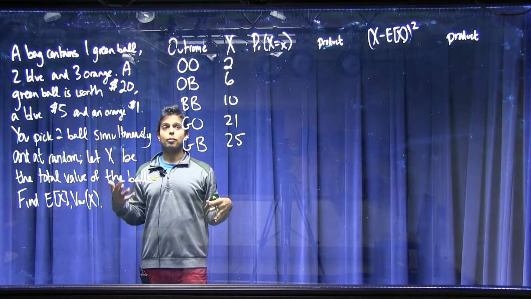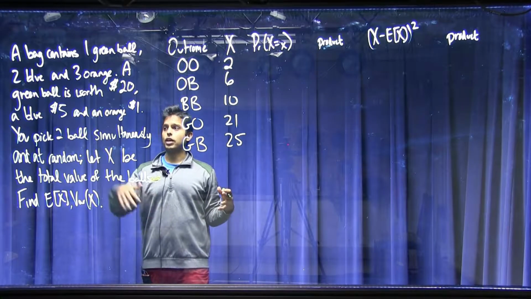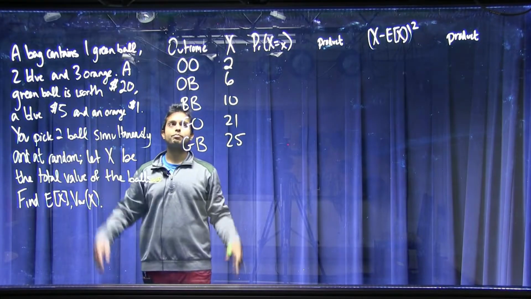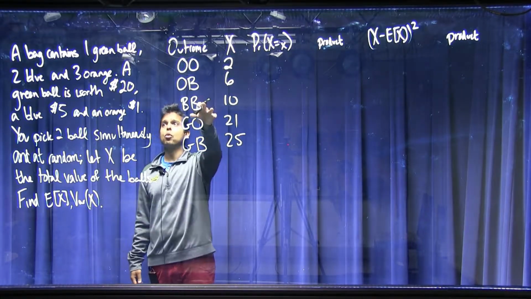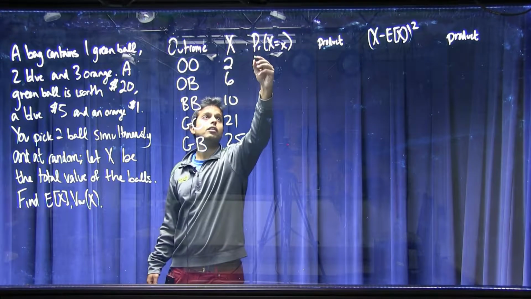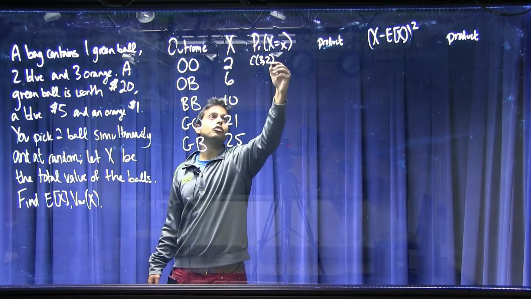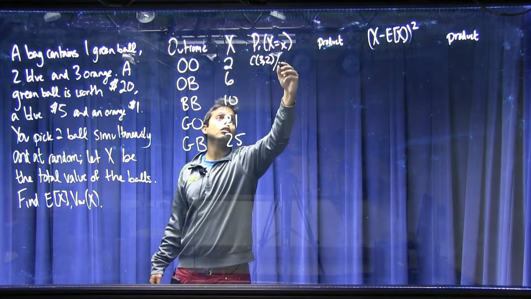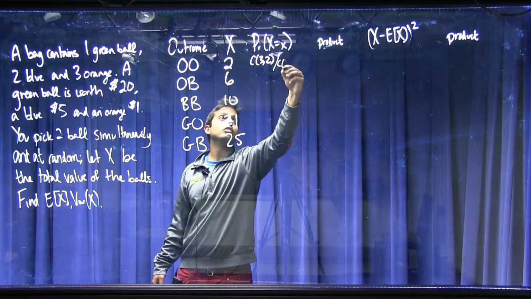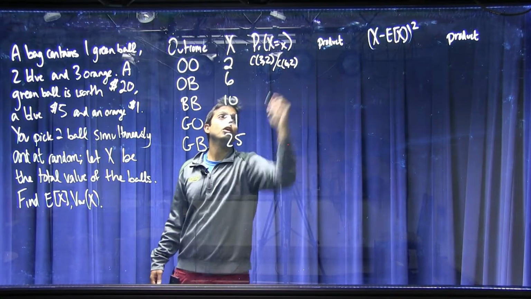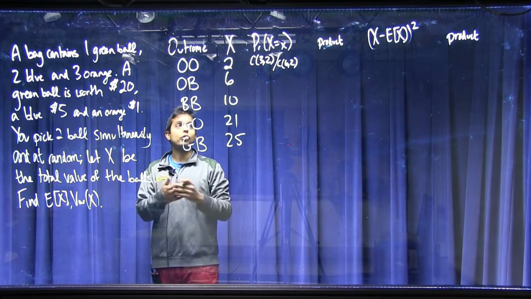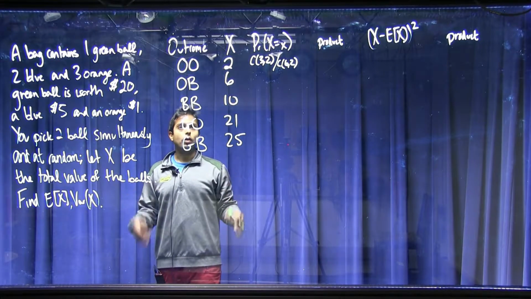Alright, so for the probabilities, we're going to use combinations here, right? Because we have simultaneously and at random. So if I get two oranges, that means I need, from the 3 oranges, I need 2. And in total, the denominators here are C(6,2), because there are 6 balls total and we're grabbing 2 of them. Okay, now we keep going.